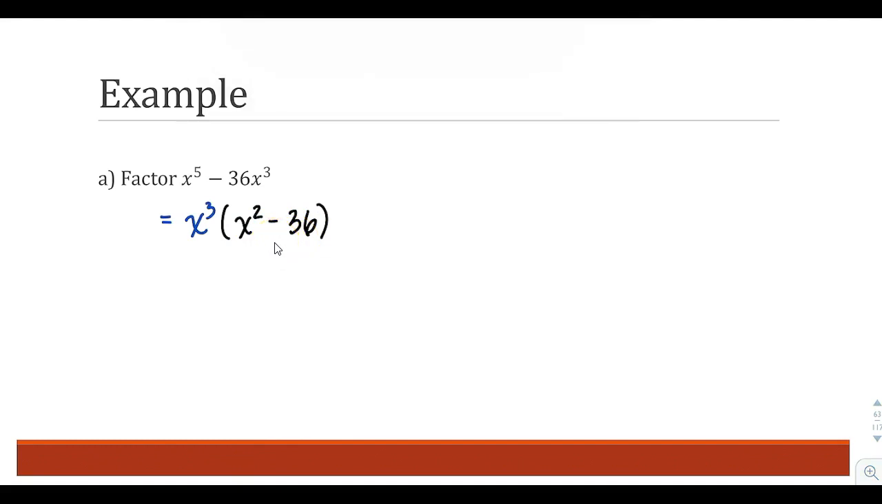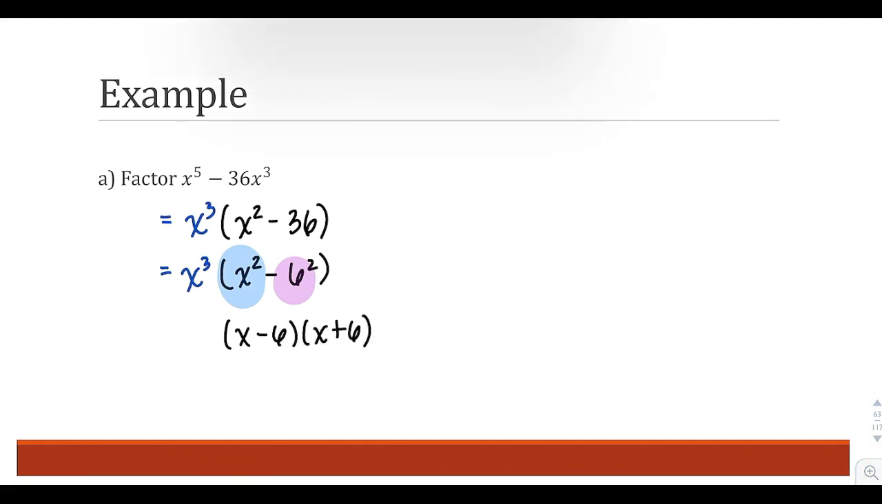So I have that x cubed in the front, and then I can rewrite this as x squared minus 6 squared. So I have an x squared and I have a 6 squared. So that would factor to x minus 6, x plus 6, and then we'll go ahead and bring down the x cubed that is being multiplied, and this is my final answer for the factorization.